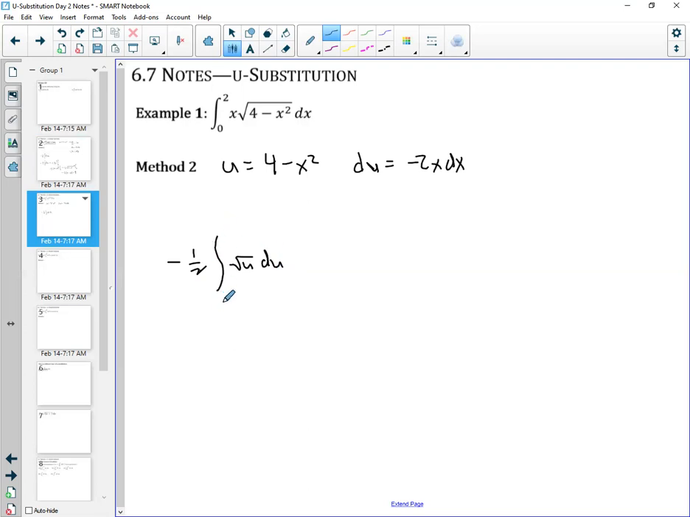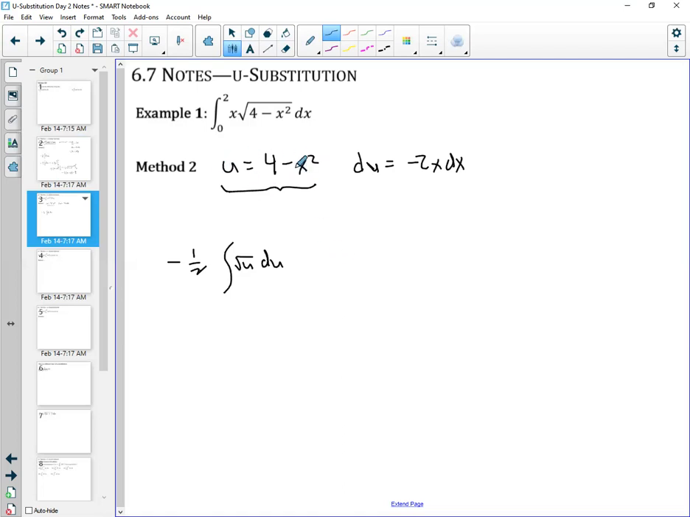Then we left the 0 to 2 on here, but to some degree that's kind of silly because that 0 and that 2 were x limits. So the smarter thing to do here is to just replace them with u limits. And you're like, well, how do I replace them with u limits? The answer is we have a little way to do that right here.